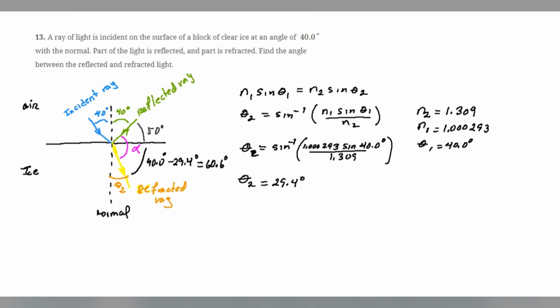So now I am ready to find the angle alpha between the reflected ray and the refracted ray, because it's the 50 degrees, that is the angle between the reflected ray and the boundary of the two surfaces, plus 60.6 degrees, that is the angle between the refracted ray and the boundary between the two surfaces, and this will be 110.6 degrees. So I found that this angle is 110.6.